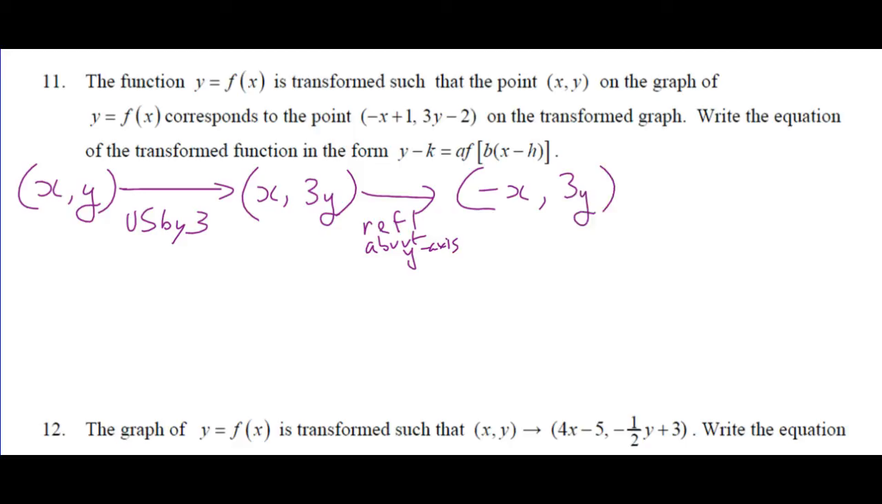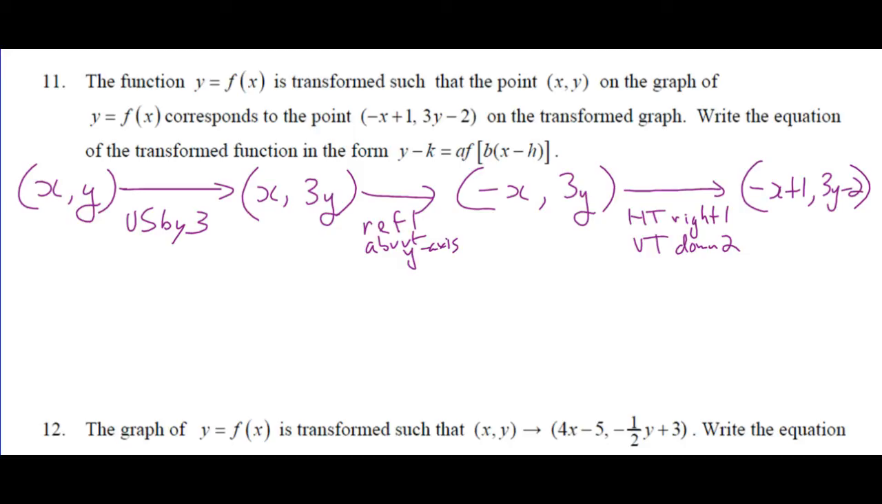Negative x, so x is replaced with negative x. I get negative x and 3y, and let's do these two together because one's on the x and one's on the y. So then I've got a HT, right, 1, and I've got a VT down 2, and that gives me negative x plus 1, 3y minus 2. Okay, so I have taken the image point through a series of transformations to what it's supposed to be, right? What we end up with.